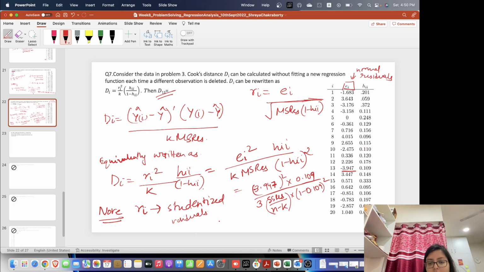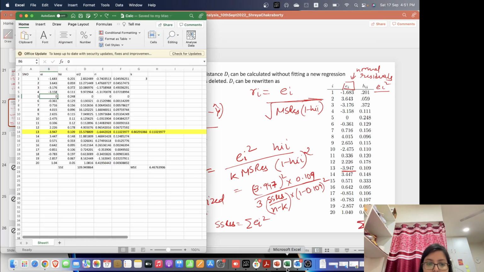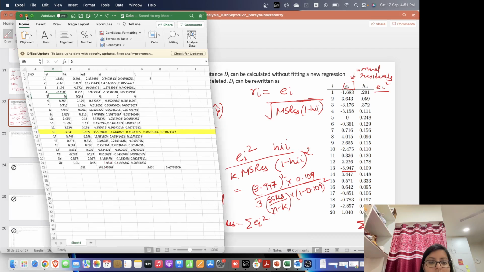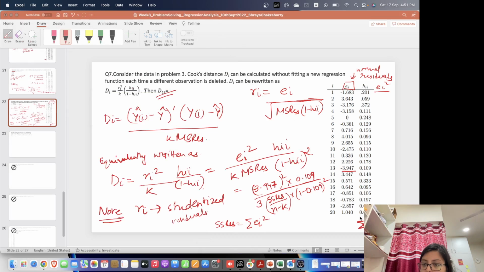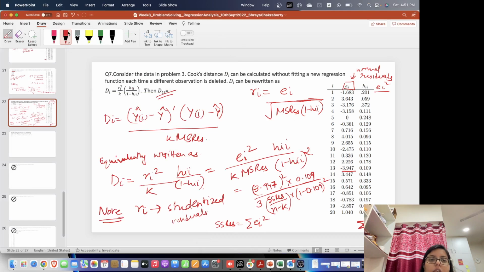So SS residual will be nothing but summation ei square. So here we have ei, we would compute ei square and then we would take a summation of ei square. It would come out as 109.9. Okay, let me do it in a fresh page.